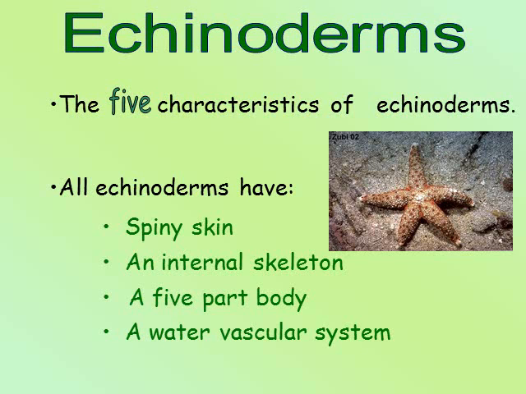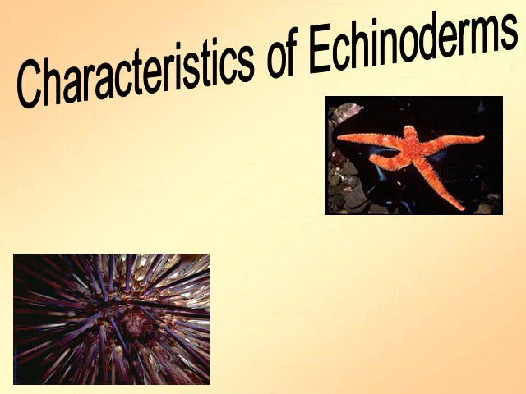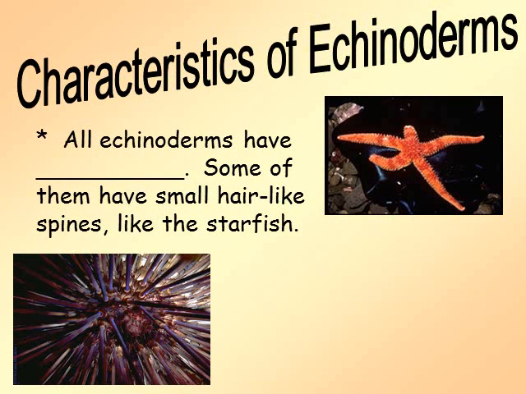And they also have what's called the water vascular system. So we'll be talking more about that. But the water vascular system is something sort of new and different that no other group of animals has. And associated with the water vascular system are these tube feet. So again, all echinoderms have these spines. They could be very short spines like we see here, or very long spines like we see here. But they all have this spiny skin.